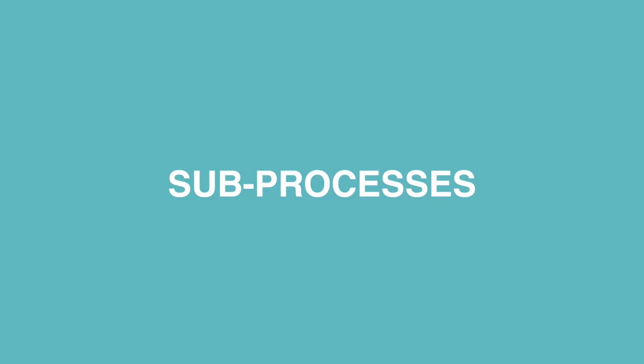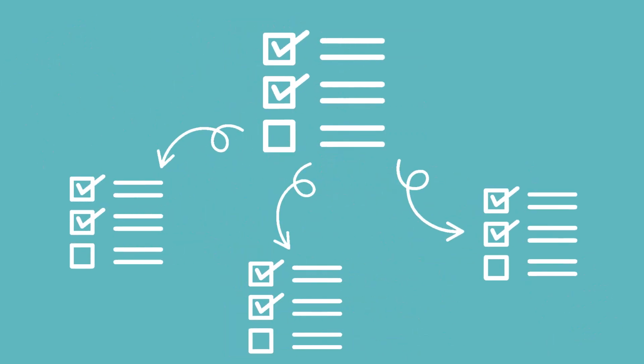What are sub-processes? A sub-process is an individual procedure that's nested inside a main or parent process. Instead of creating one massive checklist, you can break it down into smaller, manageable chunks. For example, if your main process is onboarding a new employee, you can create sub-processes for IT setup, HR paperwork, and welcome kit assembly.